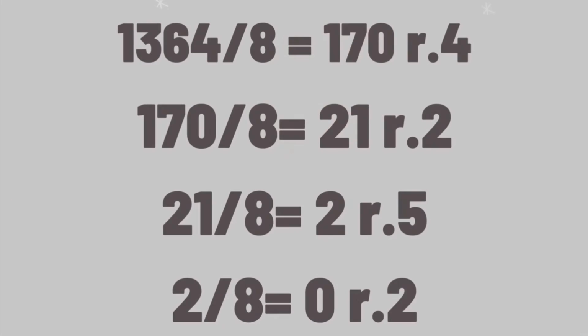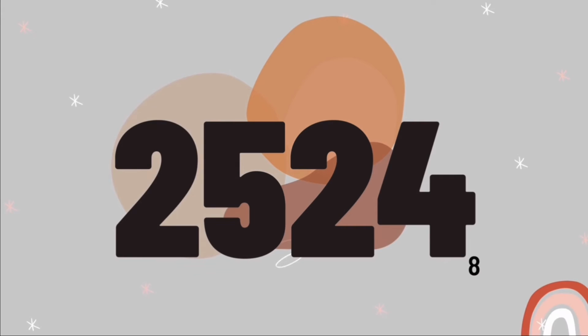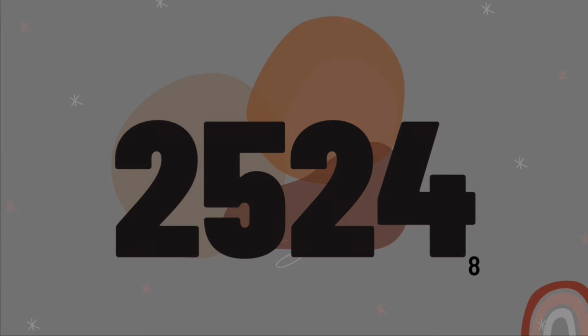And lastly, read the remainders upwards so that we can get the answer. So the value of 1364 in decimal is 2524 in octal.